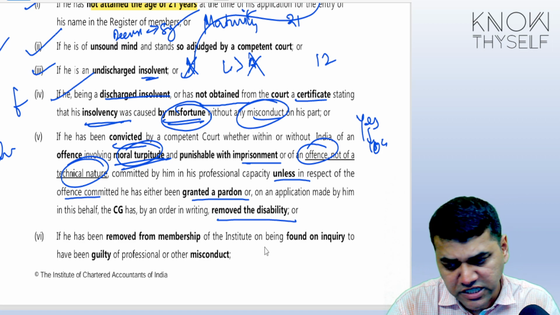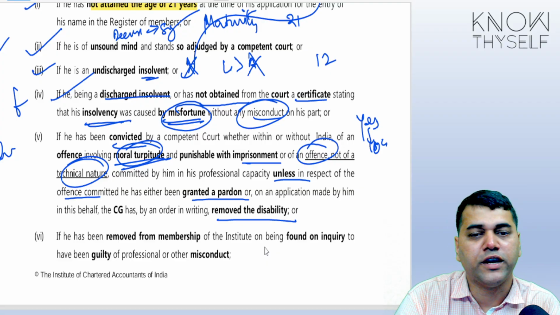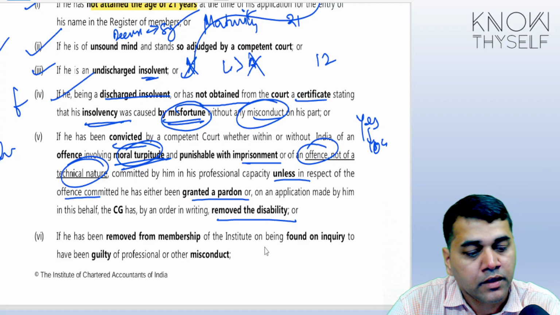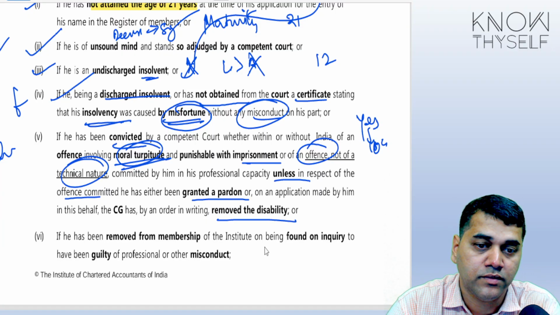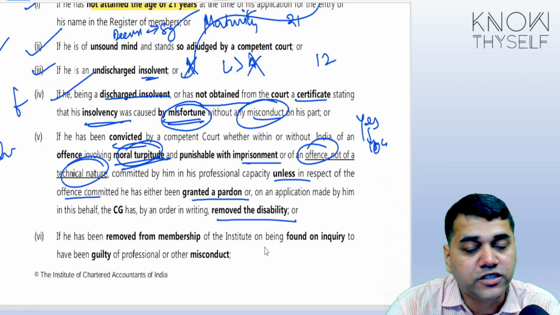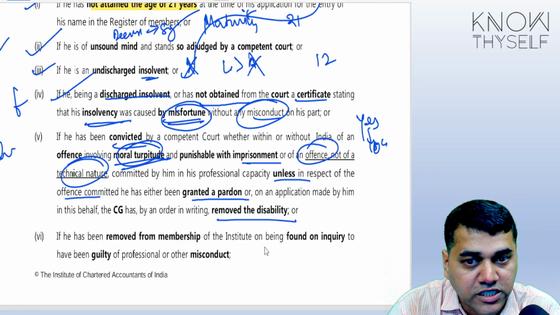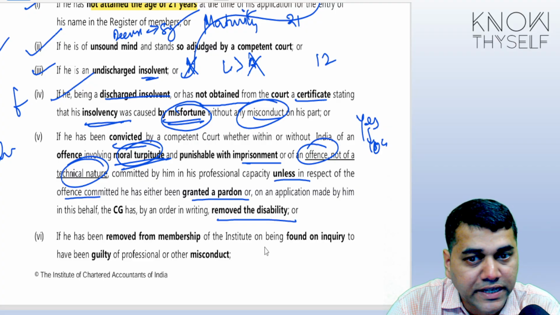That means if you are punishable with such offences, you cannot be a member of our institute. Only when the central government permits, go and apply to the central government. Let the central government tell us. Then only will we remove this disability. Otherwise, once you are punished with such, you are convicted.